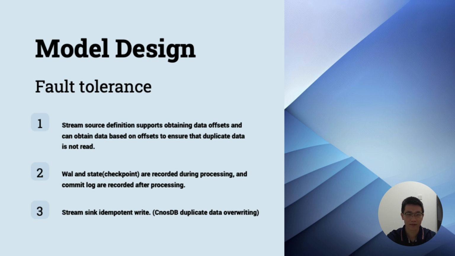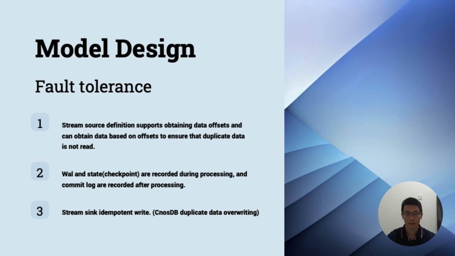The second mechanism involves recording data as we process it. Typically during batch processing, we use a write-ahead log, WAL, save intermediate state, and record commit logs. This set of operations ensures that we can restart our program and continue processing from the offset where it crashed. We can also retrieve and merge our intermediate state, ensuring that no data is lost.